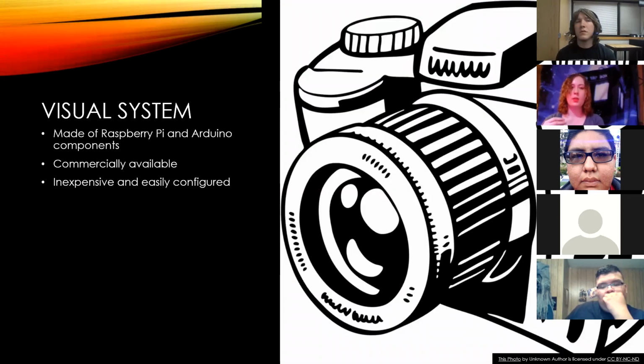So the next step that we needed in addition to the instruments was designing a visual system. For our visual system that I designed, it's primarily made of Raspberry Pi and Arduino components. The reason for that is that all these are commercially available. You can buy the parts off Adafruit or Amazon. It's inexpensive and it's easily configured.